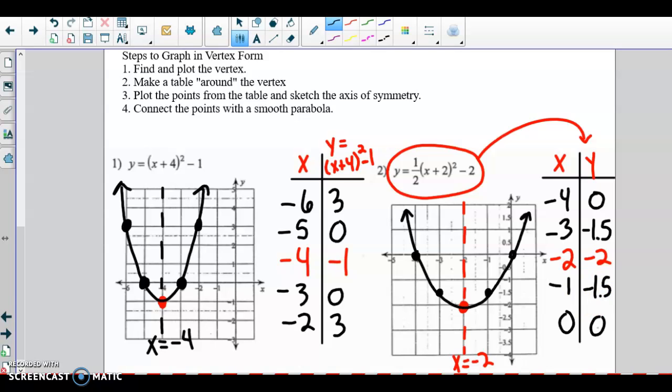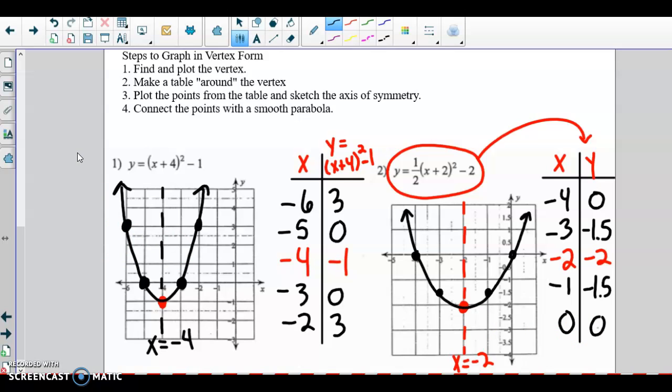And then I did the same thing with negative 4. I plugged in negative 4 to the original function for x. Negative 4 plus 2 is negative 2. Negative 2 squared is positive 4. 4 times 1/2 is 2. And 2 minus 2 is 0. So I knew there was a point at negative 4, 0. That meant because of symmetry, it's going to have a buddy on the other side, the same distance, at 0, 0. So hopefully this helps you graph vertex form.